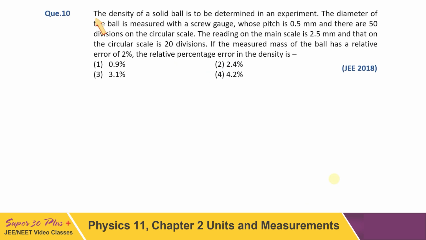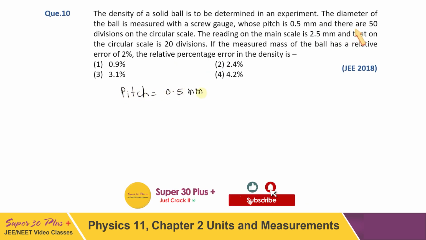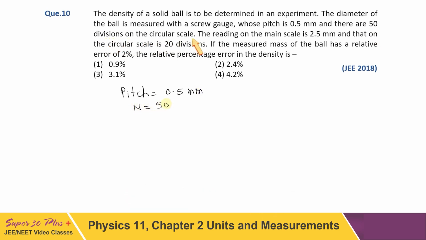Next is question number 10. The density of a solid ball is to be determined in an experiment. The diameter of the ball is measured with a screw gauge whose pitch is 0.5 mm. First let us write the value of pitch, that is equal to 0.5 mm. And there are 50 divisions on the circular scale, so the value of n is also provided, which is equal to 50. Let us calculate the value of least count, that will be equal to pitch upon number of divisions on the circular scale, which is 50, and the values are given in mm, so it will come out as 0.01 mm. The value of least count we have determined.